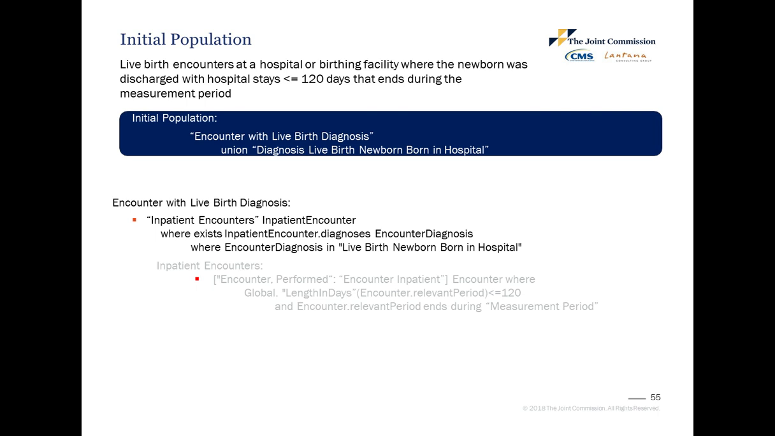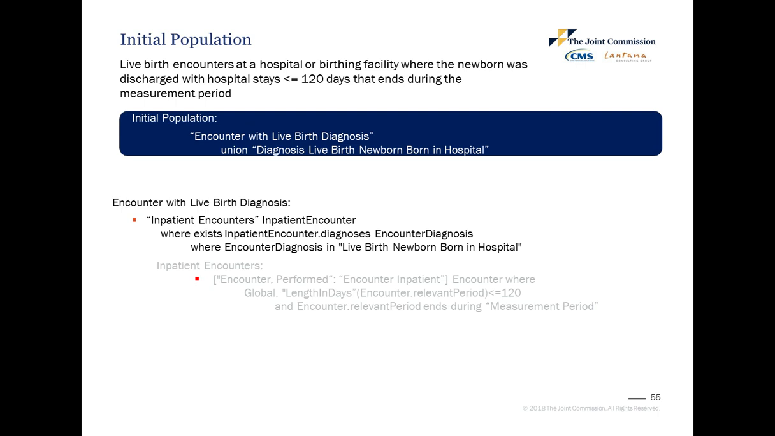So on slide 55, continuing down to the third line, the logic is looking for an encounter diagnosis within the live birth newborn born in hospital value set. The live birth newborn born in hospital grouping value set includes ICD-10-CM and SNOMED CT codes that represent diagnoses that are commonly used in the inpatient setting for newborns born in the hospital facility who have an active diagnosis of live birth. The measure does not require an age calculation because the diagnosis codes refine the population to only those encounters with a live birth diagnosis.